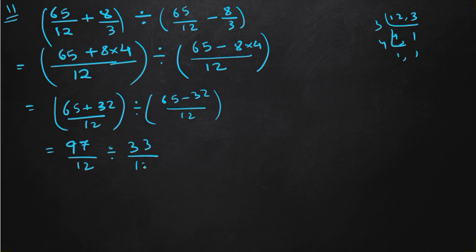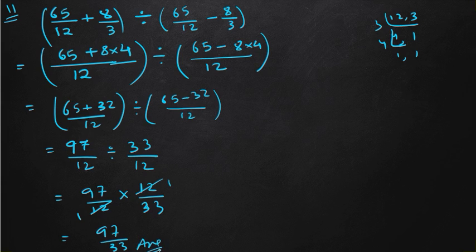Now what will we do? We will fix the first fraction. Now this division will get multiplied, and we have to take the reciprocal, that is 12 by 33. So 12 and 12 cancel out. I think 97 is not divisible by any number common to 33. So the answer will be 97 by 33. So this is the required answer. Okay, I think it is clear. So we will move to the next question, question number 12.